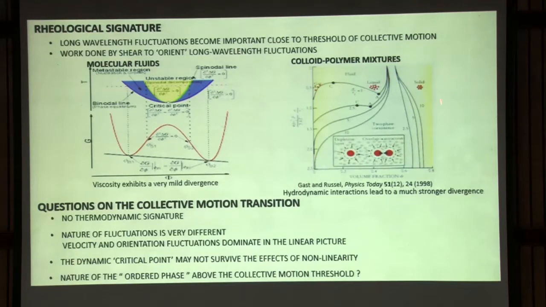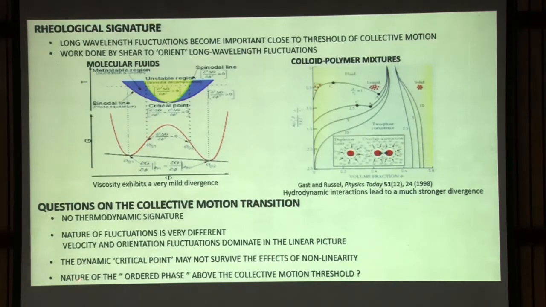Even in the colloid case, the transition has a thermodynamic signature, because of the attractive depletion forces, but this is nothing like that. And it's very different in that there is no concentration fluctuation in the linear theory. It's all velocity and orientation. So it's not obvious it would have anything to do with this. And because there's no thermodynamic signature, I'm not even sure how good a linear theory is. If you go to nonlinear order, maybe there is no divergence, it's something else.